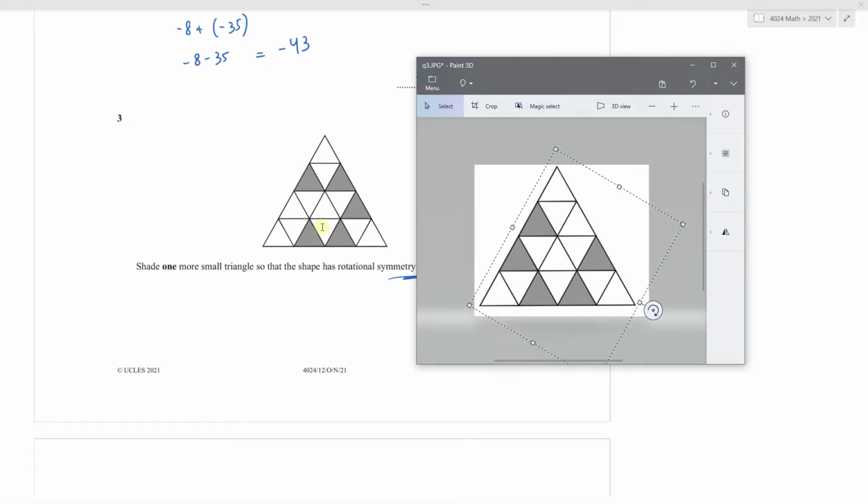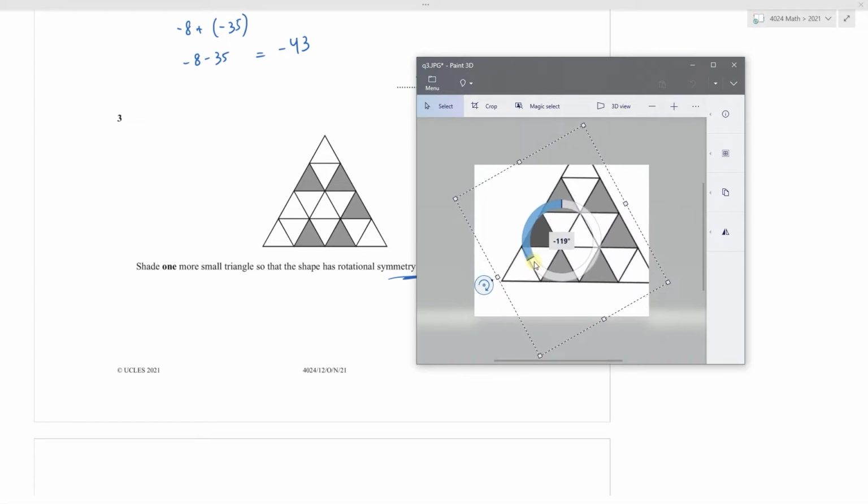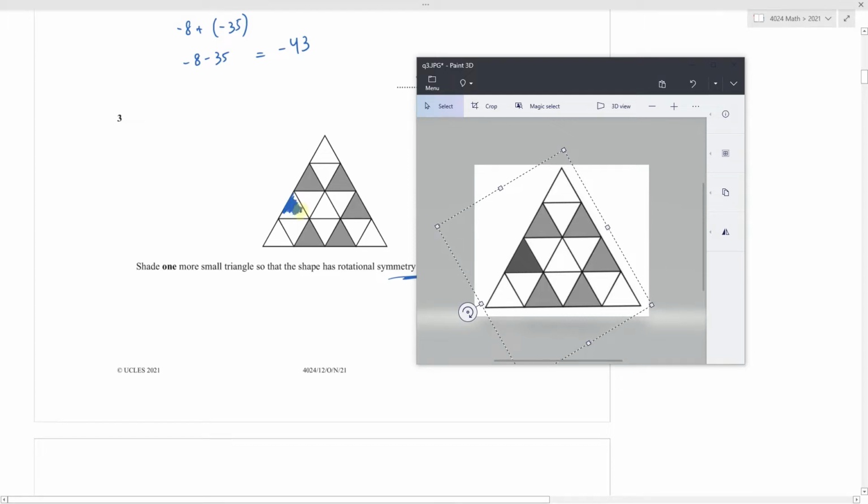So these are the shaded in the original one. I have this one which is missing, this one here. So that's the one I need to shade. So let's fill it up here and I can bring it back 120 degrees to its original orientation. So bringing it back 120 degrees, this is the one I need to shade here. So it is this triangle that I should shade for it to have rotational symmetry of order 3.